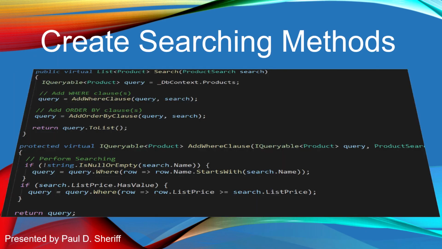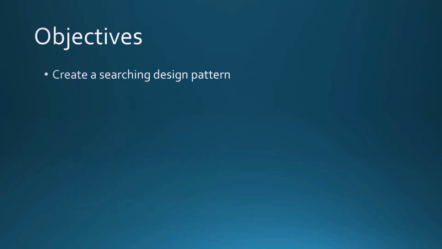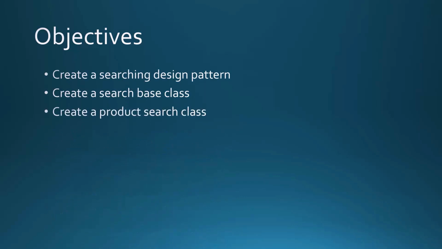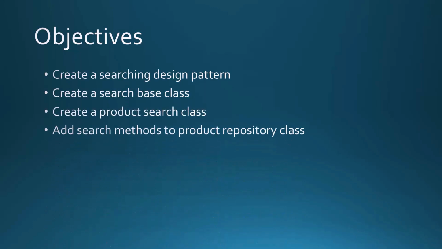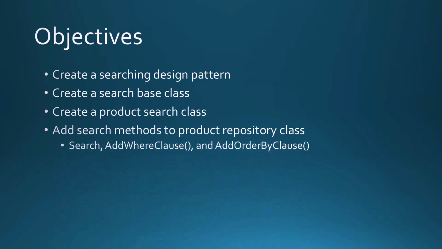This lesson is Create Searching Methods. The objectives for this lesson are to create a searching design pattern. We're going to create a SearchBase class and a ProductSearch class. We're then going to add search methods to our product repository class called search, add where clause, and add order by clause. We're going to then add a search endpoint on our product route.